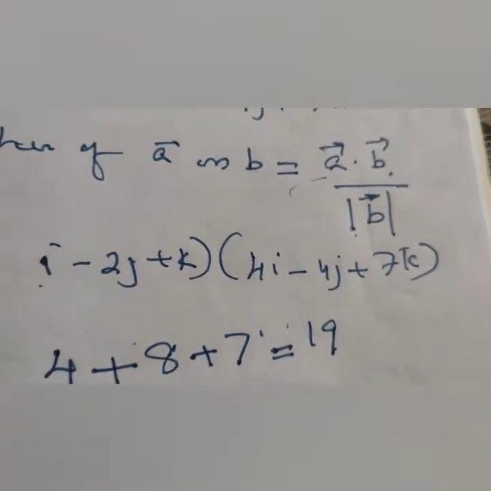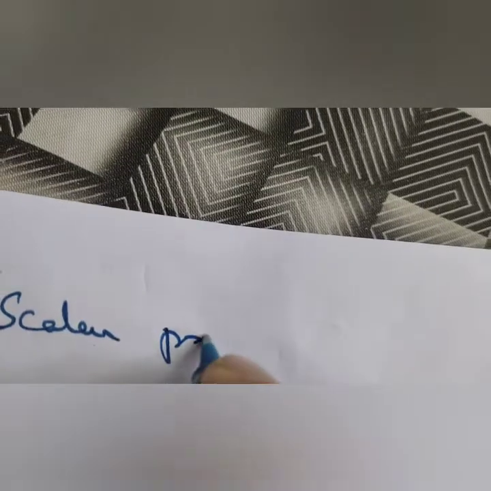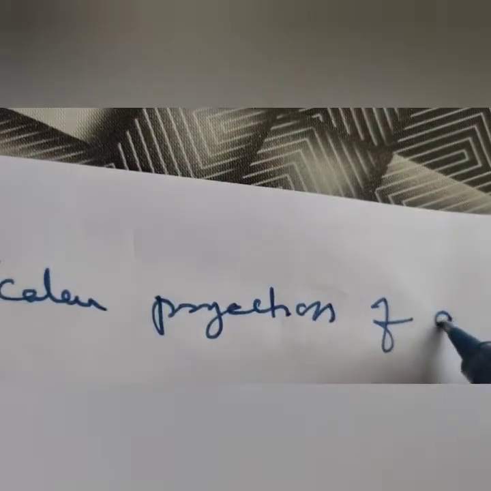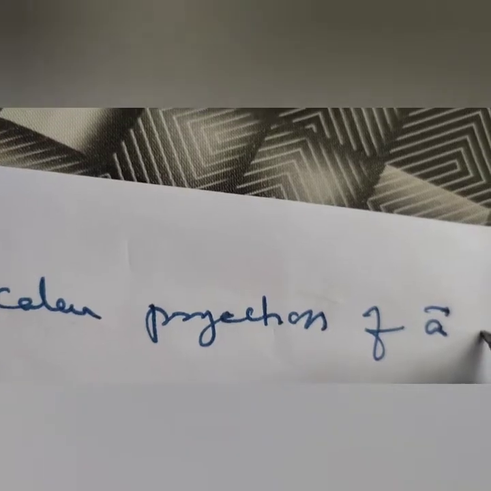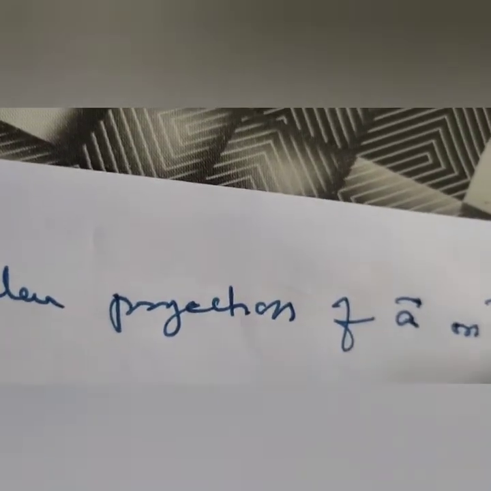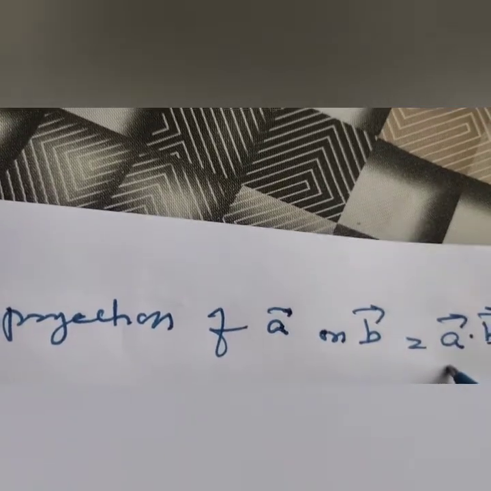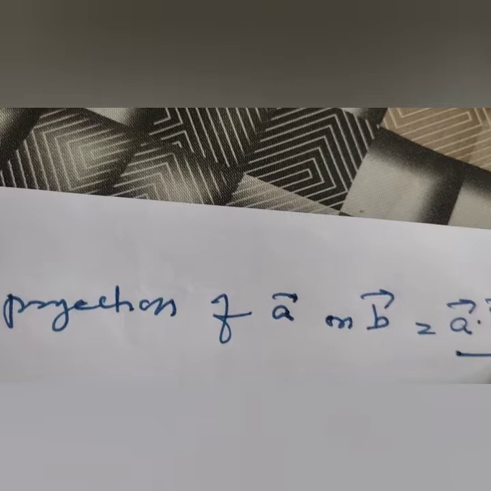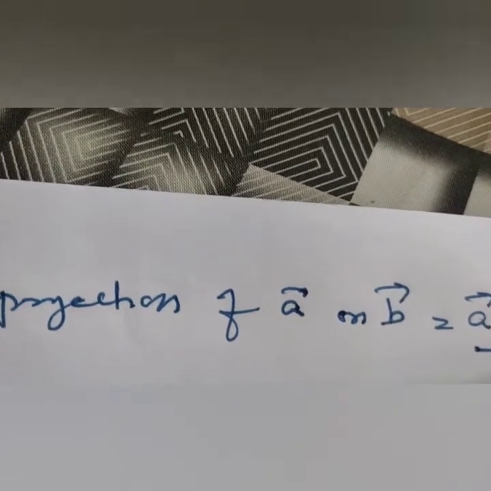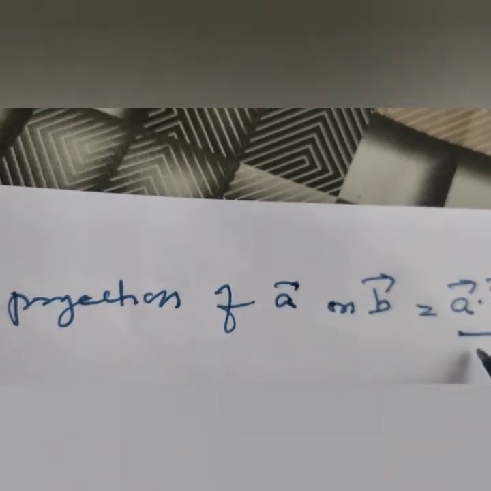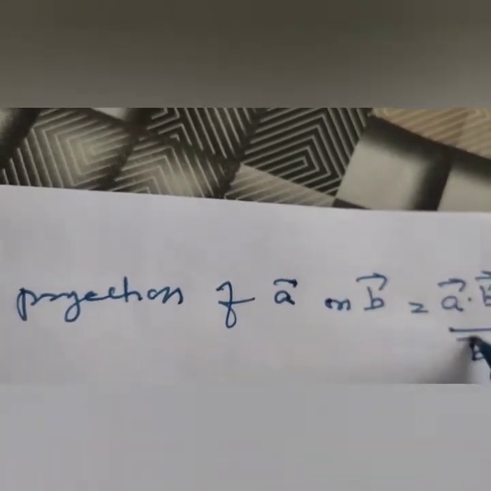Okay. There are some more points we have to note. One is the scalar projection. Remember it is the scalar projection of A on B, which is A dot B by modulus of B. A on B means A in the direction of B. So we have to take a direction here, B.